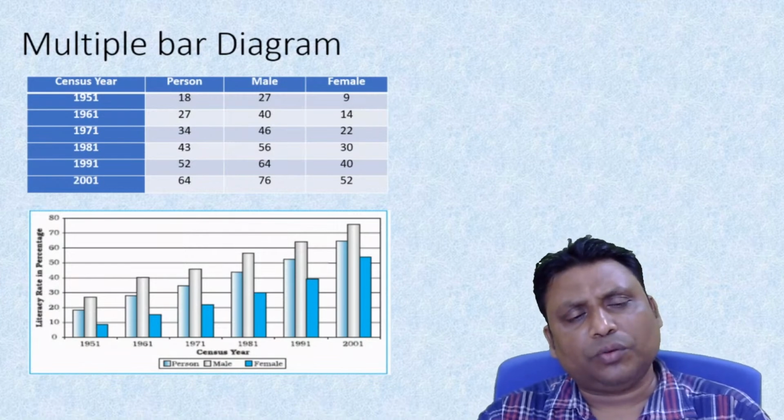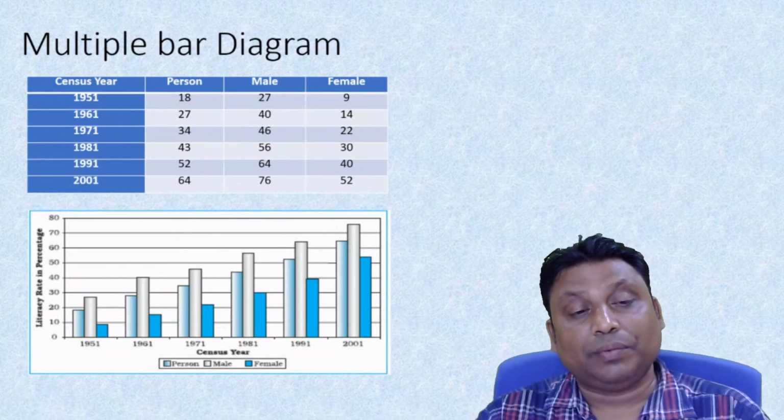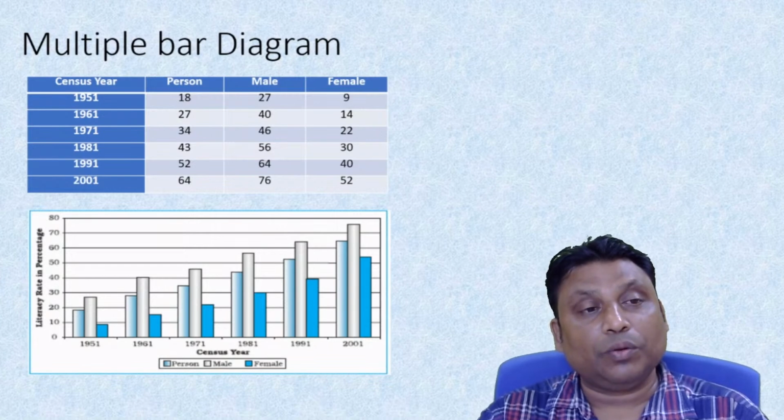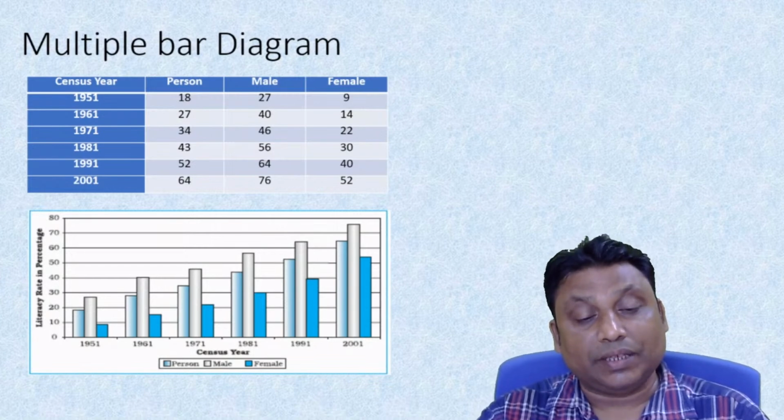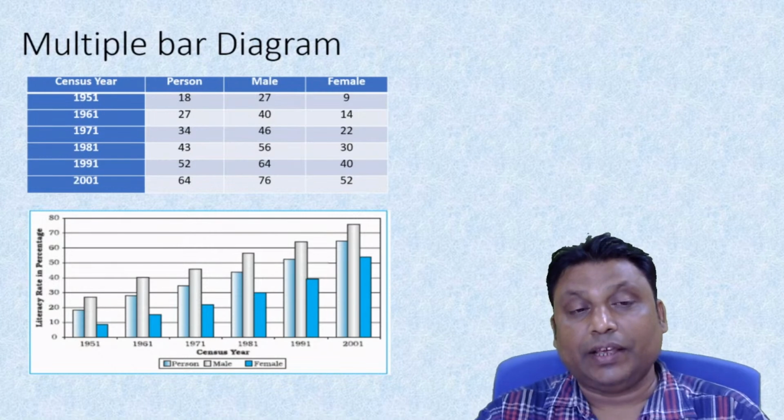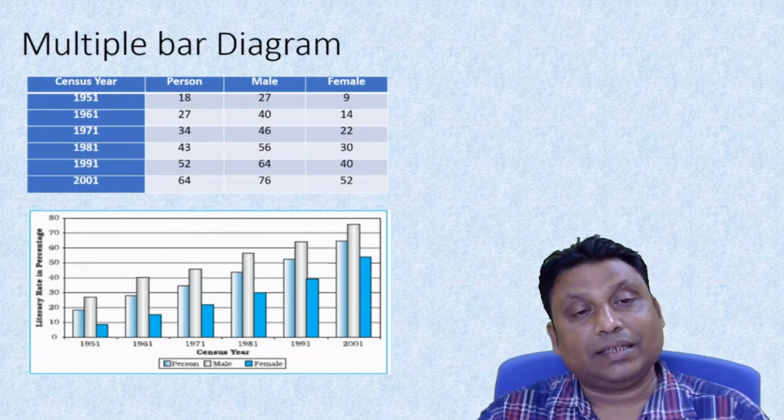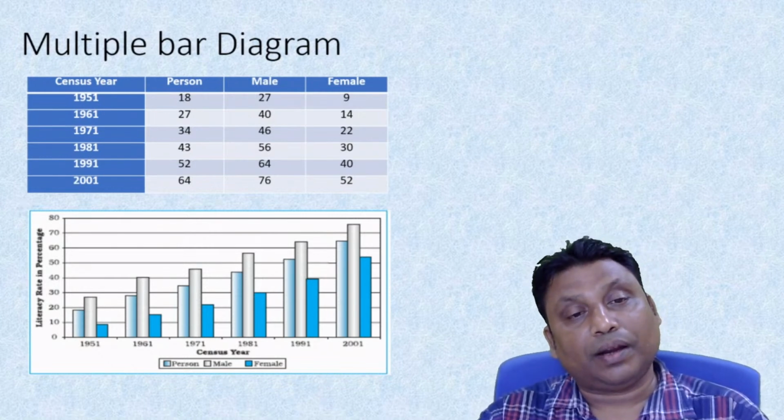We can take more than 2, 3, 4, 5, 6, and many. But if you are taking too many, it is very difficult to represent the bar diagram. So as per the visibility, you take the values. If more than two data are given, then this type of diagram is called the multiple bar diagram. Clear or not?